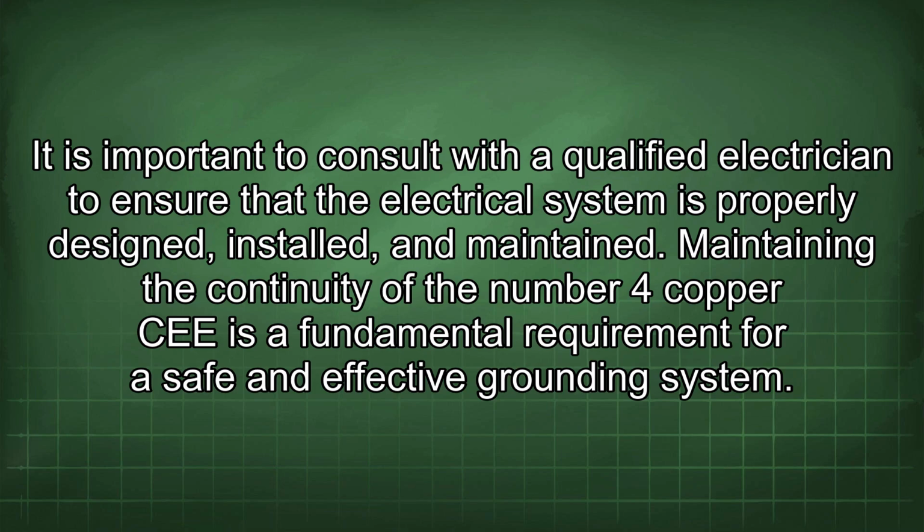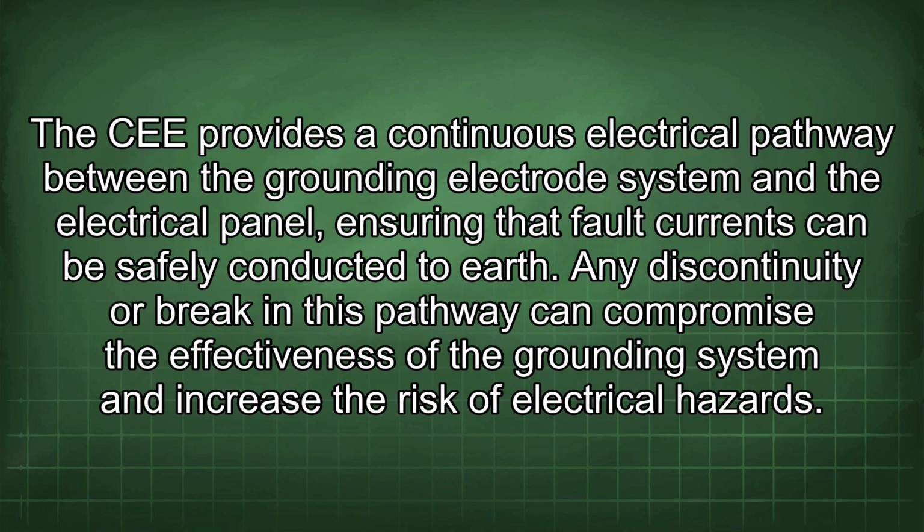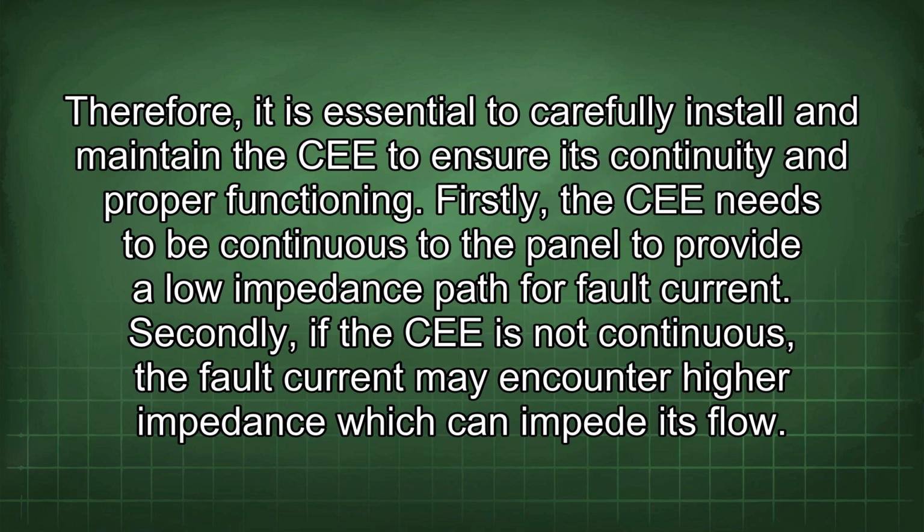Maintaining the continuity of the number 4 copper CEE is a fundamental requirement for a safe and effective grounding system. The CEE provides a continuous electrical pathway between the grounding electrode system and the electrical panel, ensuring that fault currents can be safely conducted to earth. Any discontinuity or break in this pathway can compromise the effectiveness of the grounding system and increase the risk of electrical hazard. Therefore, it is essential to carefully install and maintain the CEE to ensure its continuity and proper functioning.